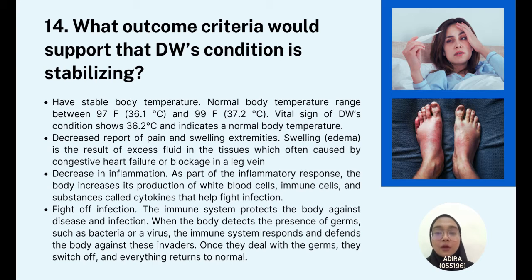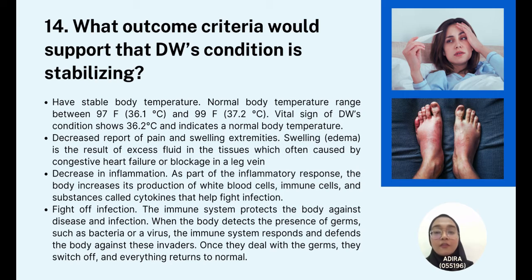Second, decreased report of pain and swelling in extremities. Swelling is the result of excess fluid in the tissue, which is caused by congestive heart failure or blockage in a leg vein. Third, decrease in inflammation. As part of the inflammatory response, the body increases its production of white blood cells, immune cells, and substances called cytokines that help fight infections.